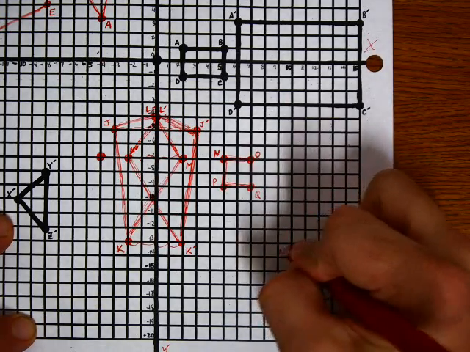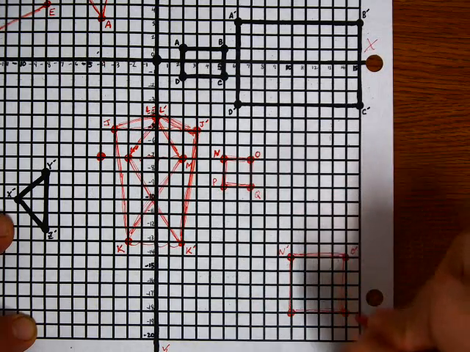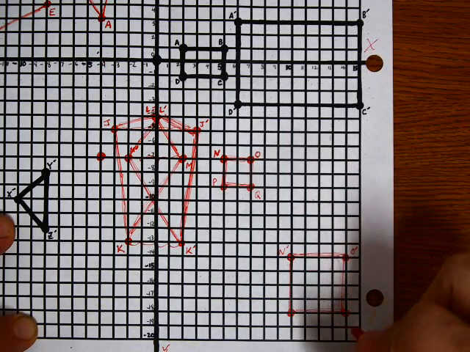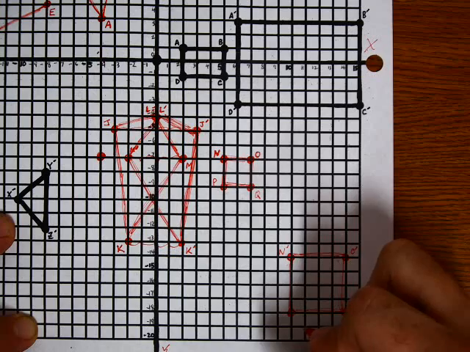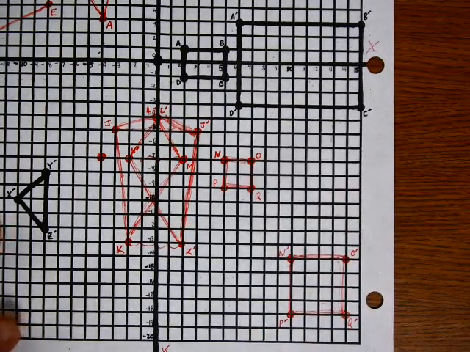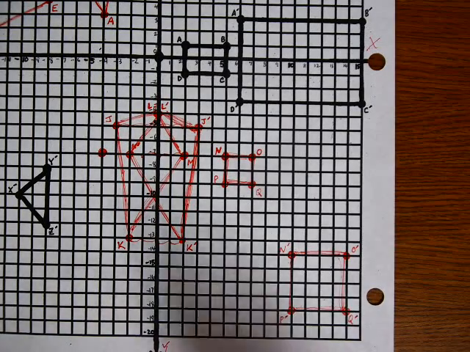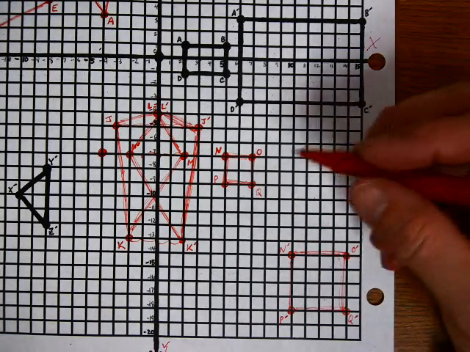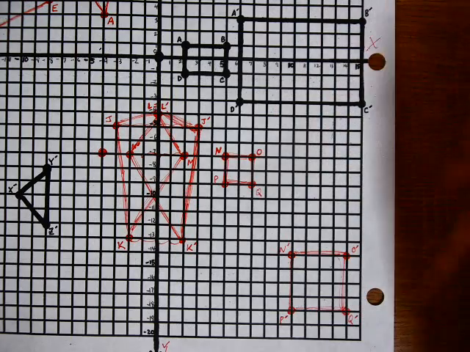And the new points, N prime, O prime, P prime, and Q prime. I don't know if I wrote them down exactly right, but close enough. Okay? So that's a dilation. The scale factor is bigger than 1. It got bigger because I multiplied by 2.